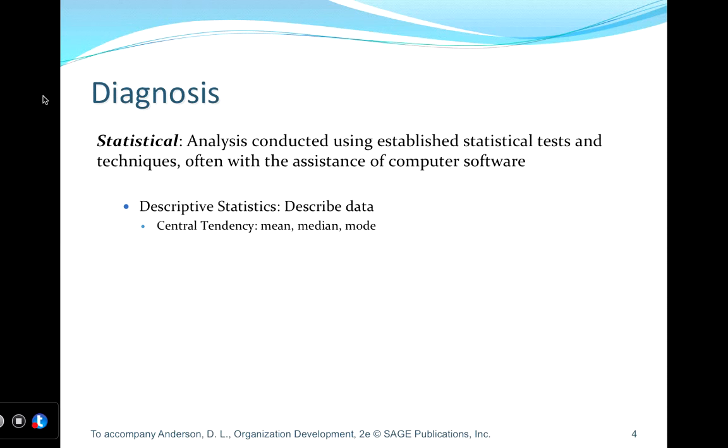The mode is simply the most frequent number. Whatever number appears most frequently in a given distribution, that would be the mode. And depending upon the type of data that you have, one of these particular methods might be more preferable as well. And like I said, if you have more questions about that, feel free to talk with me about it.